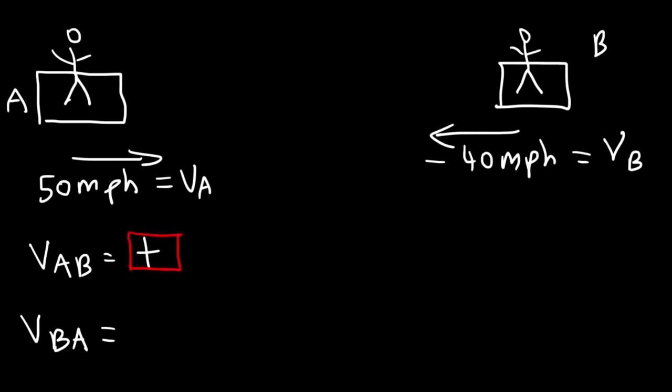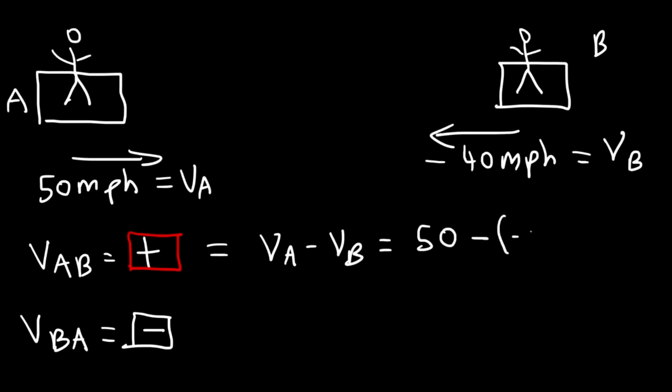Now, B is moving towards the left. And over time, it's going to eventually be left of person A. So VB with respect to A is going to be negative. Now, to actually calculate V of A with respect to B, that's going to be VA minus VB. So it's 50 minus negative 40, which is 50 plus 40, so that's 90. So in 1 hour, A is going to move 90 miles closer to B.